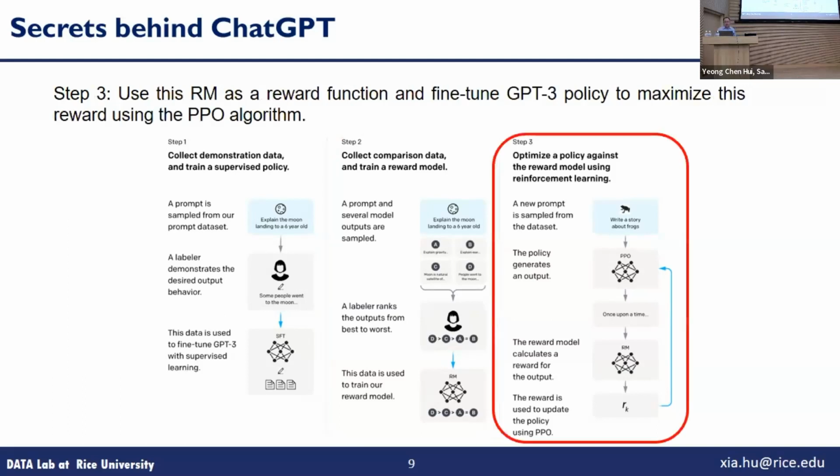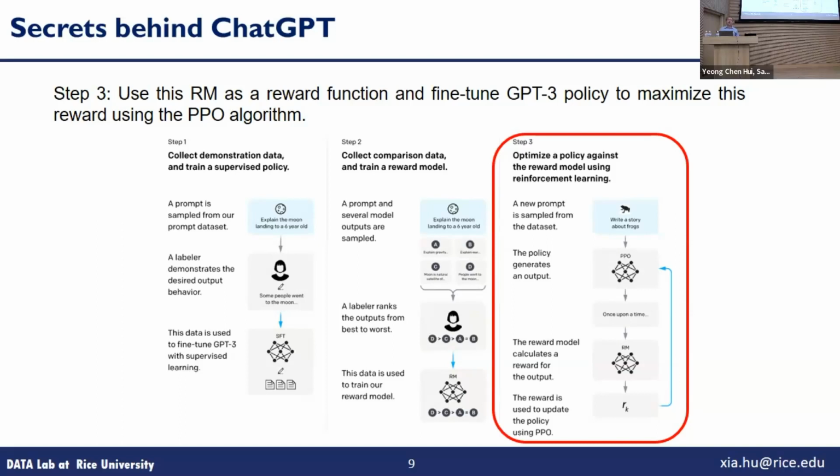And the third step is to optimize this policy. Policy is a very specific terminology in reinforcement learning, against the reward model using this reinforcement learning architecture. Specifically, a new prompt will be sampled from this dataset, and the policy will generate an output. The reward model trained from the second step will be used to calculate a reward for this output from the last step. And the reward is used to update this policy using PPO, which is the algorithm in reinforcement learning.